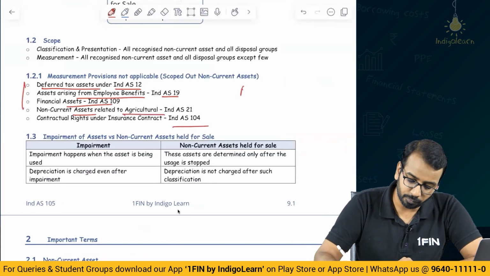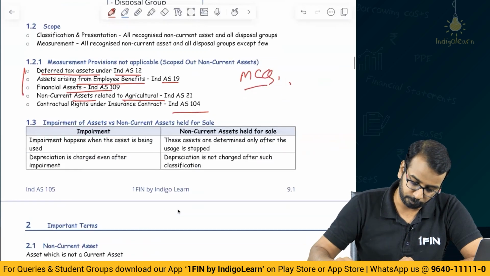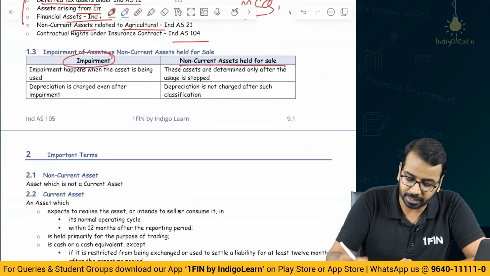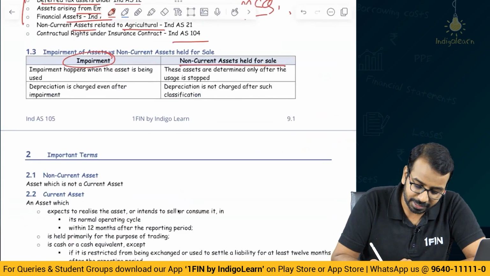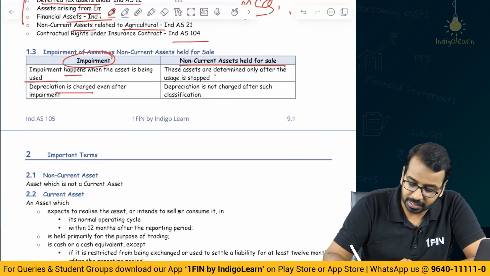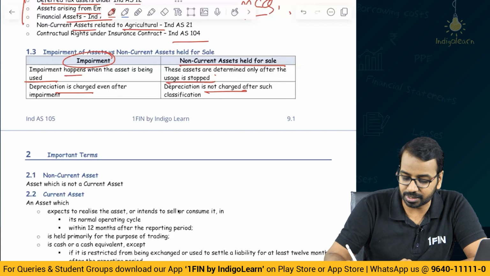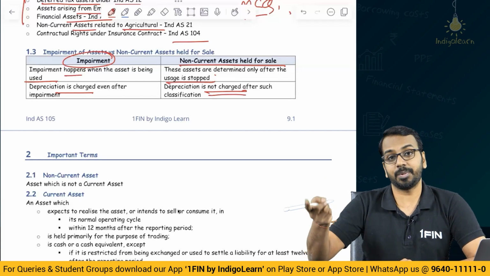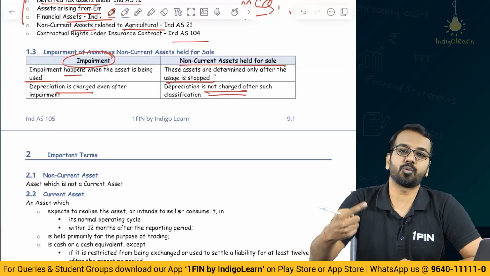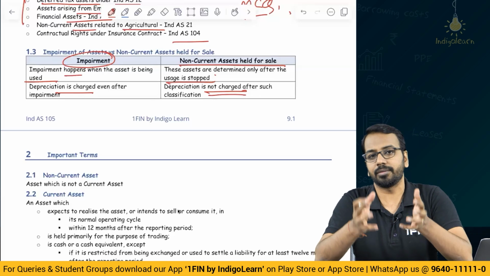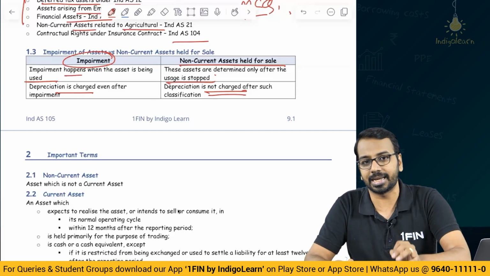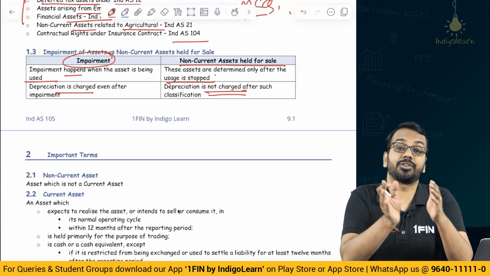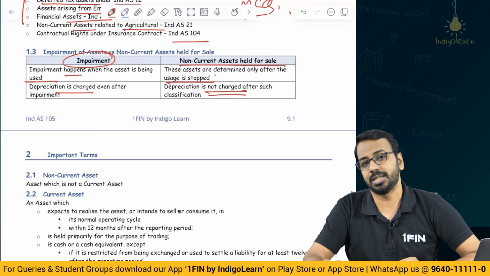Now this is important more from an MCQ point of view. Quick difference between impairment and non-current assets held for sale. Impairment is when the asset is still being used and depreciation is charged, whereas here it is only when the usage is stopped and depreciation is not charged. Whereas the treatment of losses is same as what you do in case of IndAS 36. So whatever loss arises when you classify a non-current asset as held for sale, that will be treated in the same way as if it was an impairment.